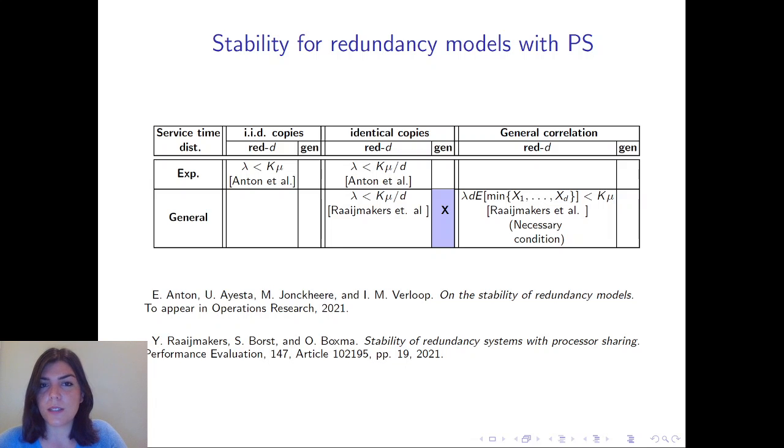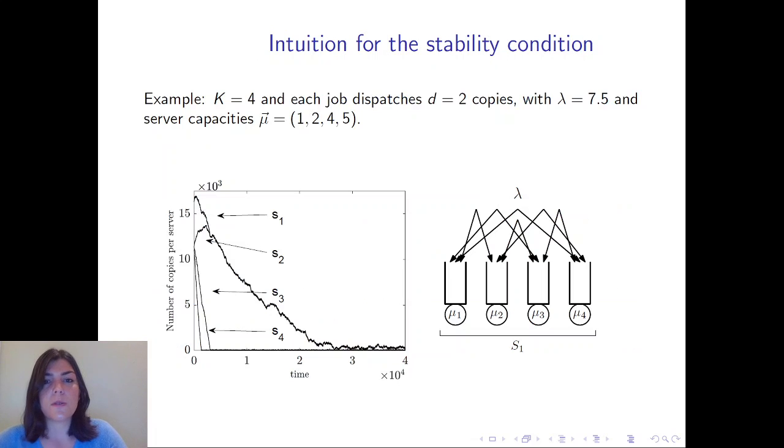So let's start by obtaining the stability condition in this case. To do so, we are going to first analyze an example of the trajectory of the number of copies per server in order to have some intuition in the stability condition. We have a 4-server system with heterogeneous capacities, and where each job is going to dispatch the 2 copies with some probabilities. And then lambda is going to be 7.5.